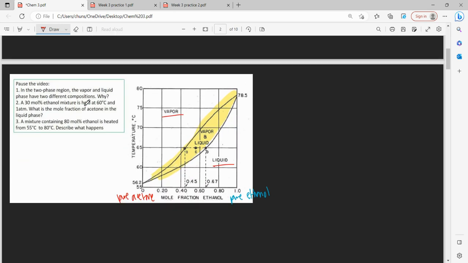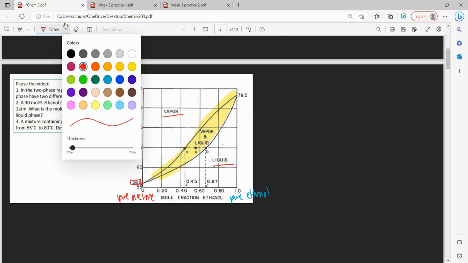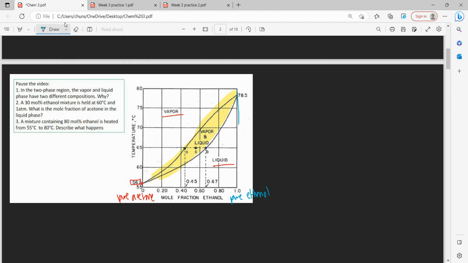Our acetone has a boiling point of 56.2. So we just measure from our left side of our x-axis and find where it intersects. So here is our 56.2 degrees. And then if we did the same for the right side, we'd find that it's 78.5 degrees Celsius for our ethanol.